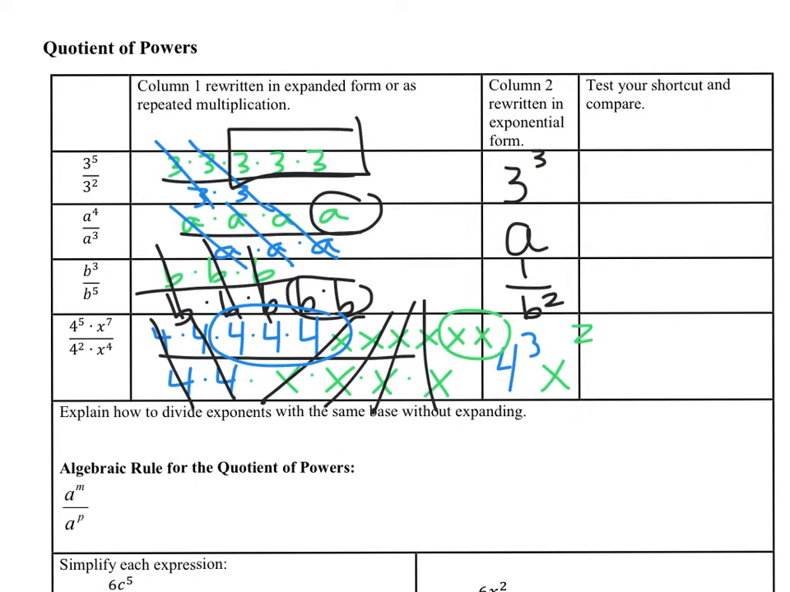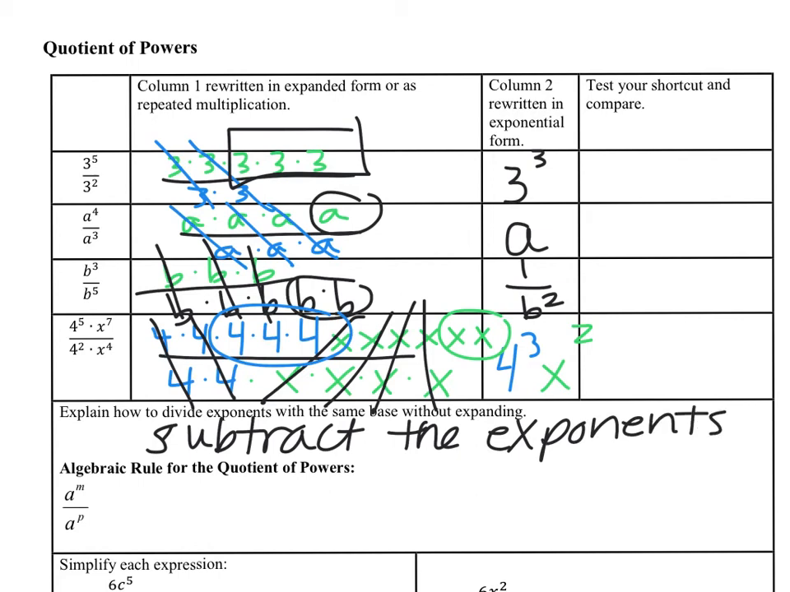And so if I look at all of these, I think you probably already picked up on the pattern. 3 to the fifth divided by 3 to the second gave me 3 to the third. A to the fourth over a to the third gave me a to the first. And so if you notice, we are subtracting the powers, the exponents, when we divide. So if I have a to the m divided by a to the p, all I need to do is subtract the two exponents, m and p, to get a simplified exponent.